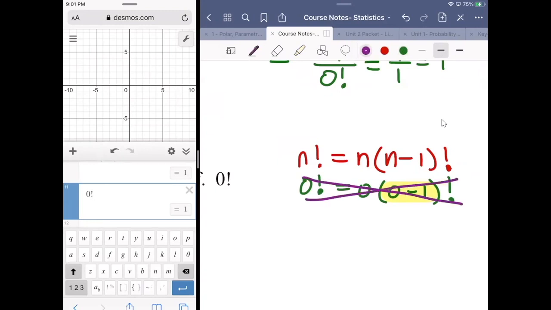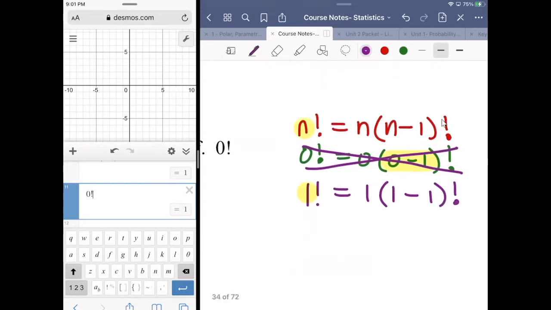However, if I go to 1 factorial, I'm going to use a backdoor approach here. I'm going to let n equal 1. Everywhere I see an n on the right-hand side, I'm going to replace it with a 1. So 1 factorial we know is equal to 1, and 1 minus 1 is equal to 0.